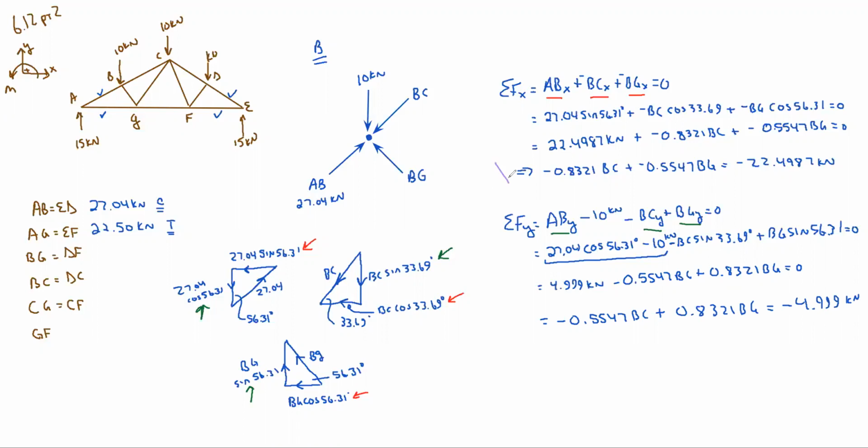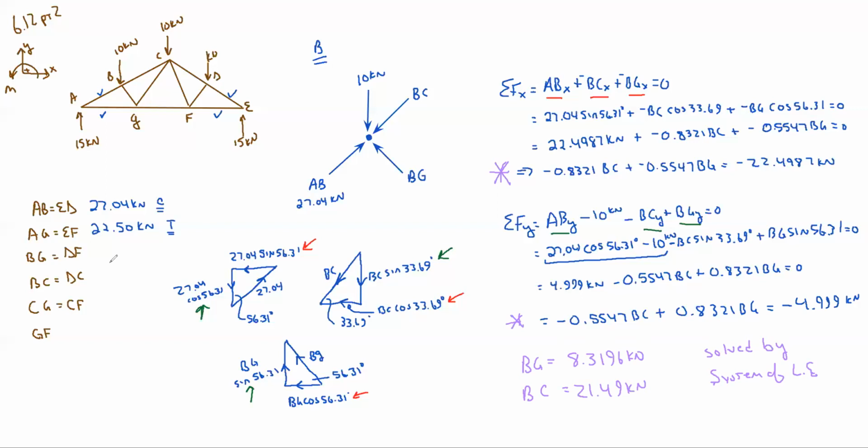Looking at this equation and this equation, we have two equations and two unknowns, so we'd have to solve that using systems of equations, which I did. And when you solve, if you do it right, you get that BG is equal to 8.3196 kilonewtons, and BC is equal to 21.49 kilonewtons. So I solved this by system of linear equations.